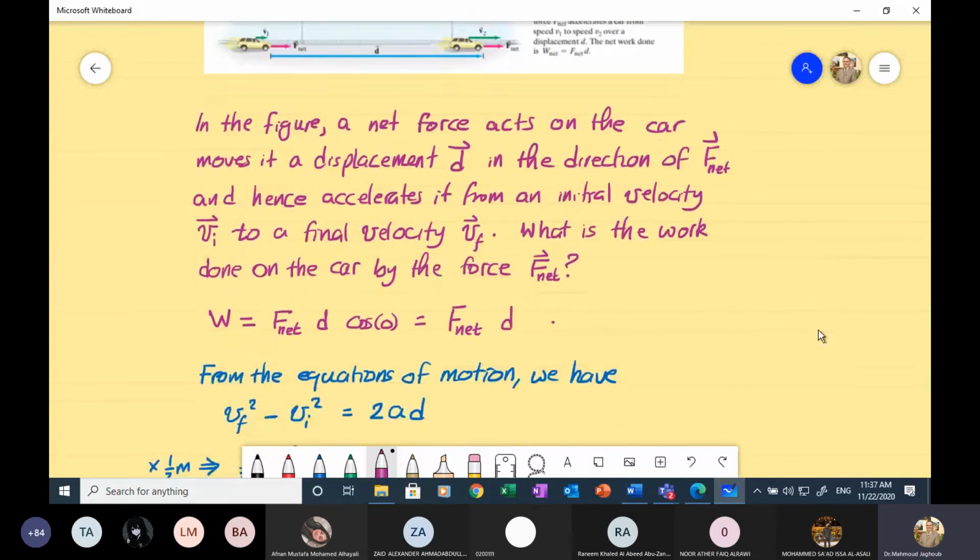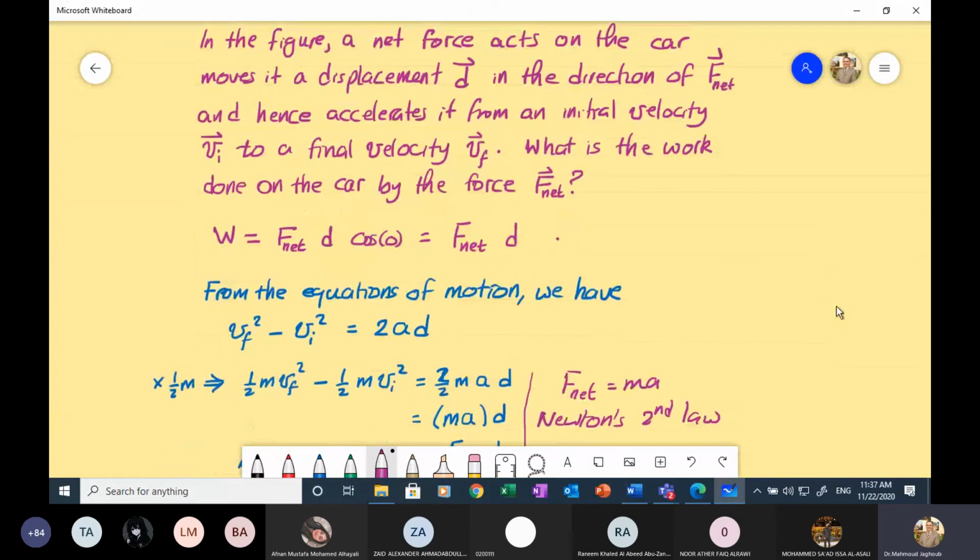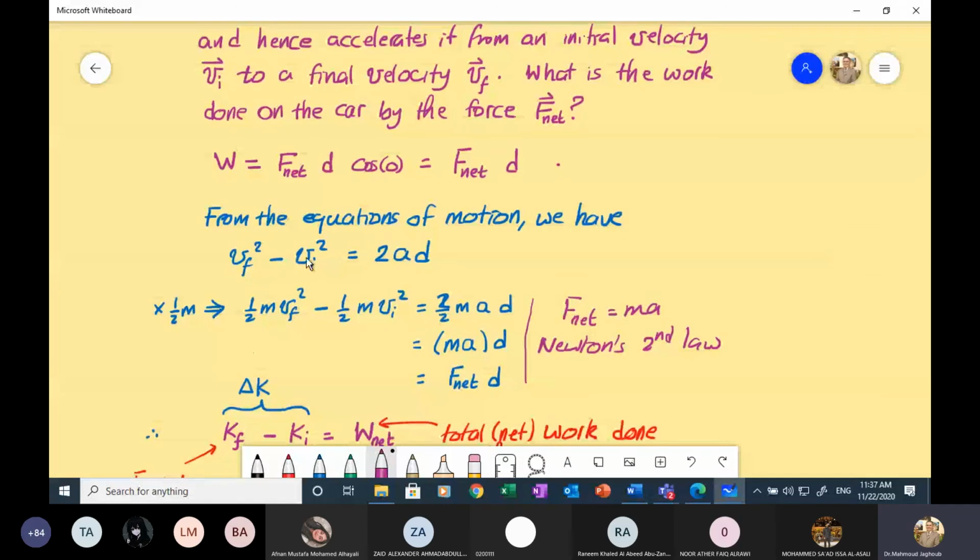Fine. Now we will use what we learned in chapter 2, which is one of the 5 equations of motion, which says that the final velocity squared minus the initial velocity squared equals 2 multiplied by the acceleration multiplied by the magnitude of the displacement. This is equation number 2, if you remember from the equations of motion.